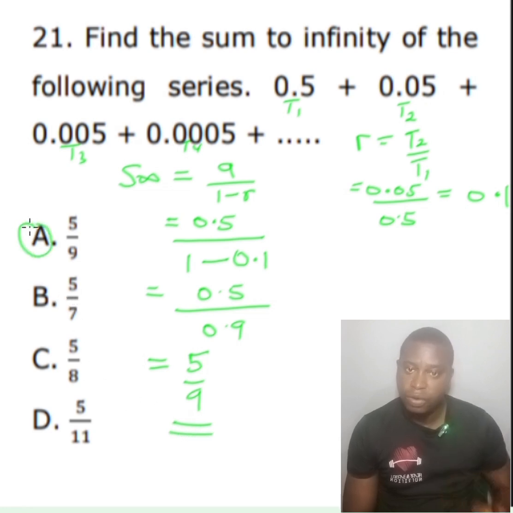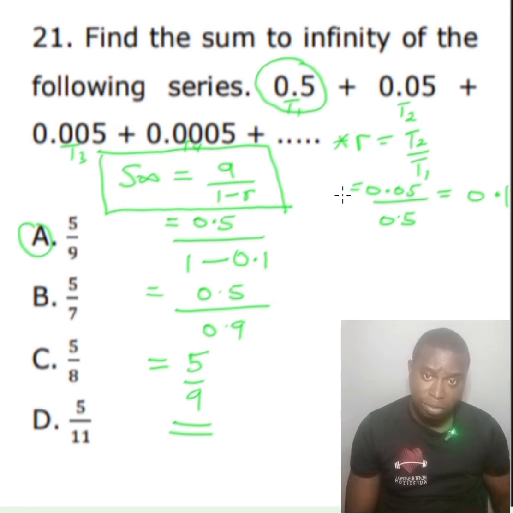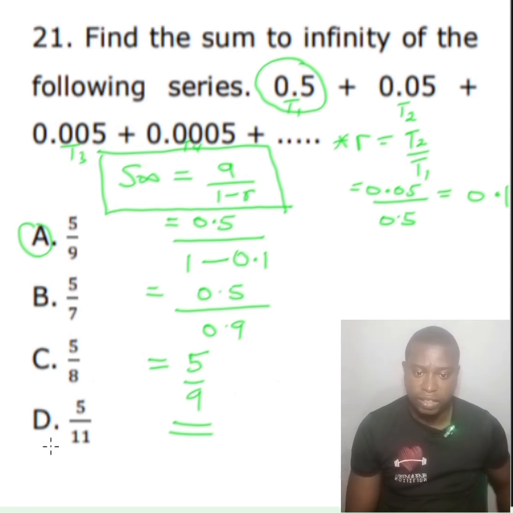Whenever you see any question under sum to infinity, just focus on this formula. Determine your first term, which is always the very first number, and then determine your common ratio using the formula I used here, T2 over T1. You can as well use T3 over T2, or T4 over T3. That brings us to the end of this question.